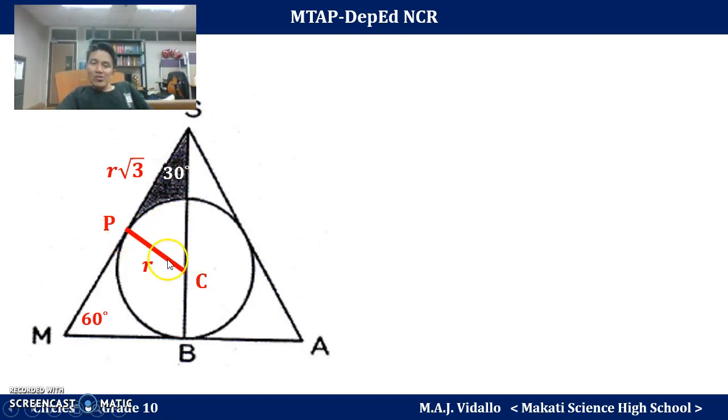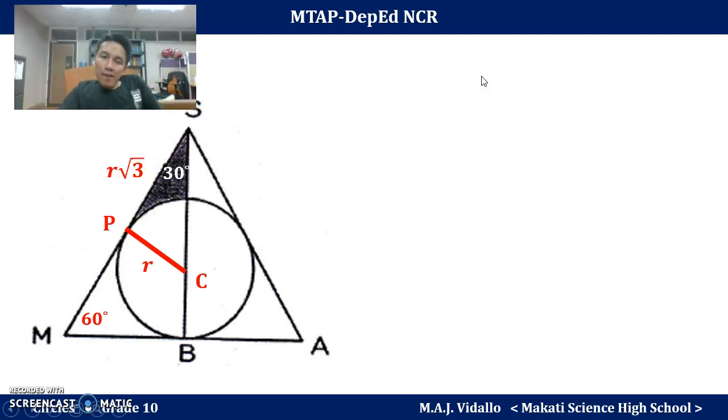Since this is 30, the side opposite to 30 is actually half the hypotenuse, and this PS here is square root of 3 times this side. That's why this is r square root of 3. Did you get it? Again, 30, 60, 90. So this is r, this SC is 2r. Actually, we don't need that. So PS is r square root of 3.